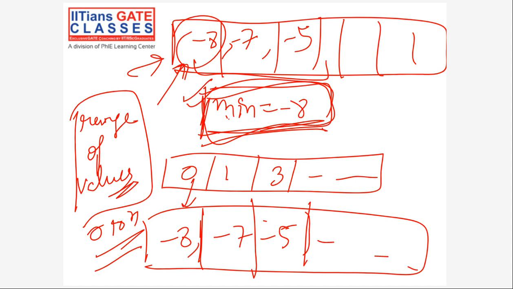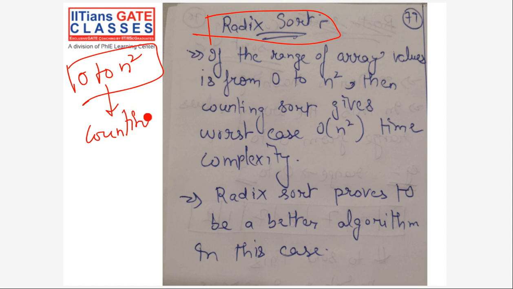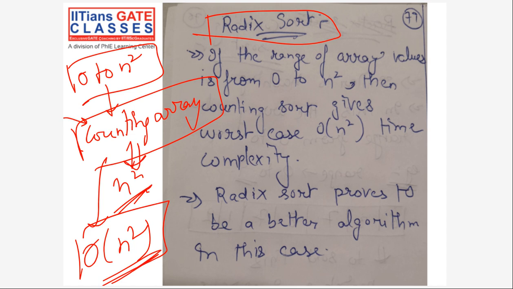Okay. So let's say now I have a range between 0 to n square. Then what will be the size of my counting array? Counting array size will be n square, right? And hence when I try to scan the counting array to write my final sorted output, it will take me order of n square time. Is this clear to all of you? This will take me order of n square time.